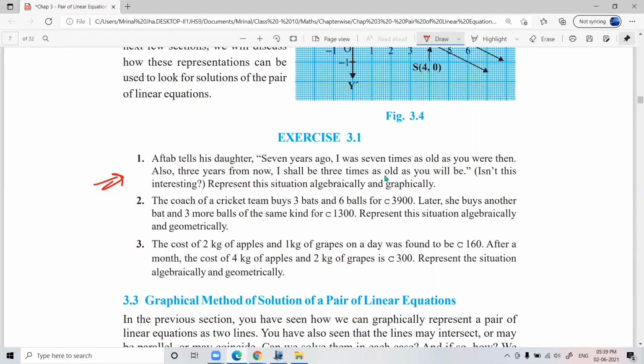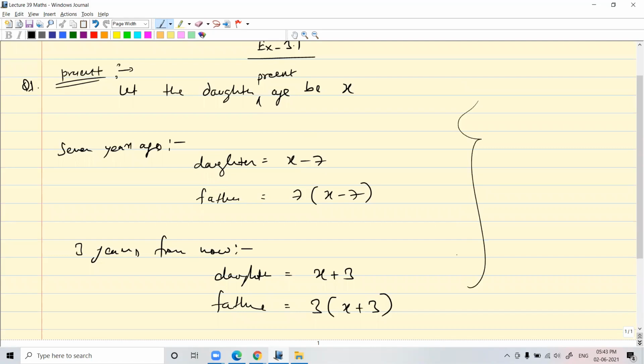Aftab tells his daughter, 7 years ago, I was 7 times as old as you were then. So the problem can be solved using just one single variable also. If we had only one variable to take, then this is how we will take it. But here we have to take father and daughter both as different variables.